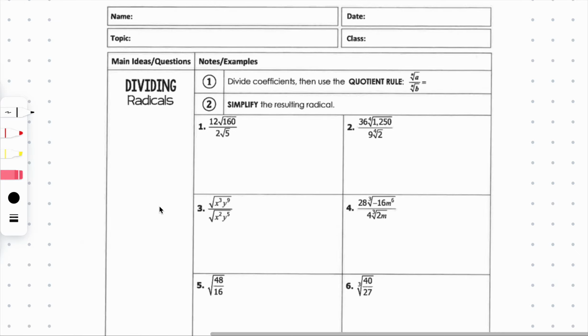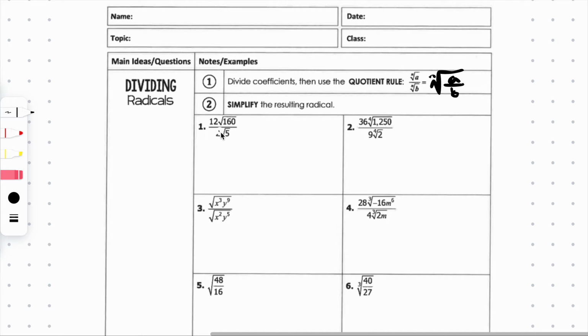Okay, so here we have dividing radicals. So we have the quotient rule. When we have the nth root of a over the nth root of b, that's actually equal to the nth root of a over b. Okay? And we're going to use that in some of these problems.